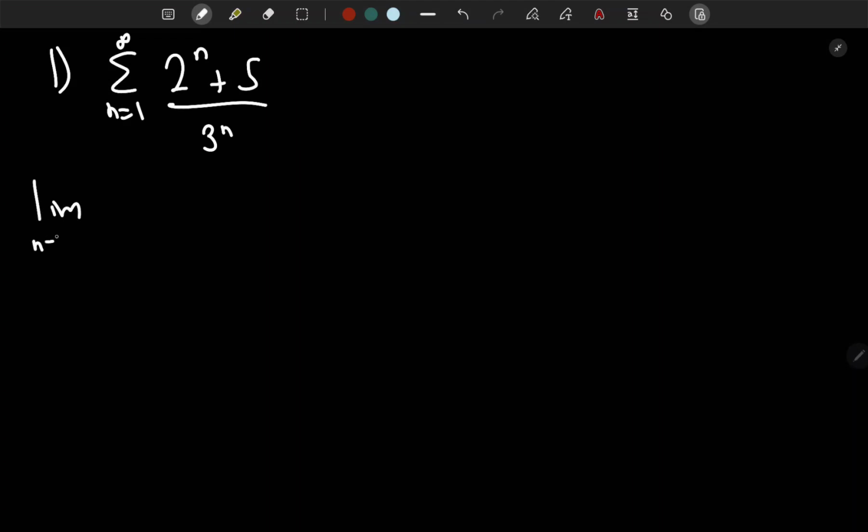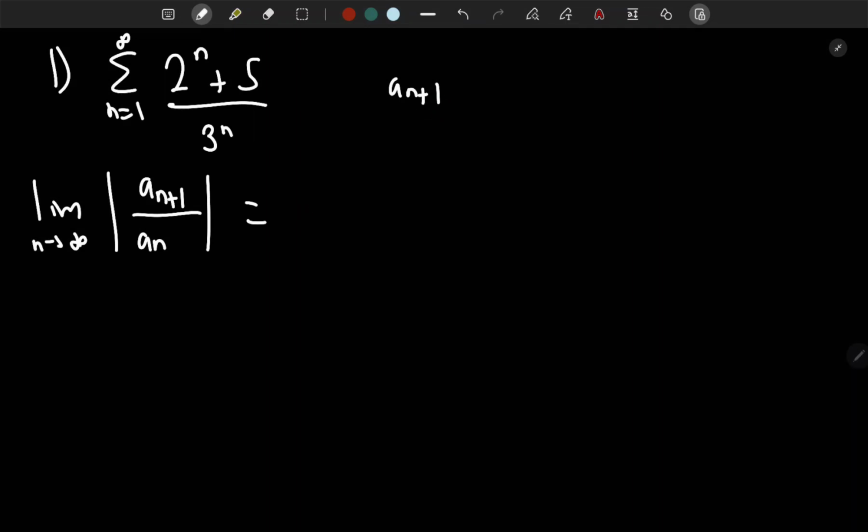Our first question is the series from n equals 1 all the way to infinity of (2 to the power of n plus 5) over 3 to the power of n. Now let's write the formula first of all. Limit as n approaches infinity of the absolute value of a n plus 1 over a n. Now let's write a n plus 1. What is a n plus 1 over here? We are just adding 1 to n, right?